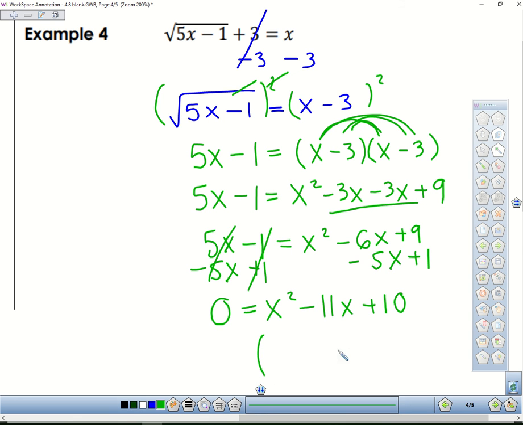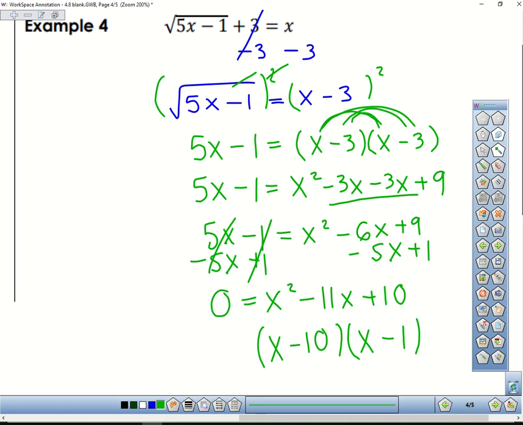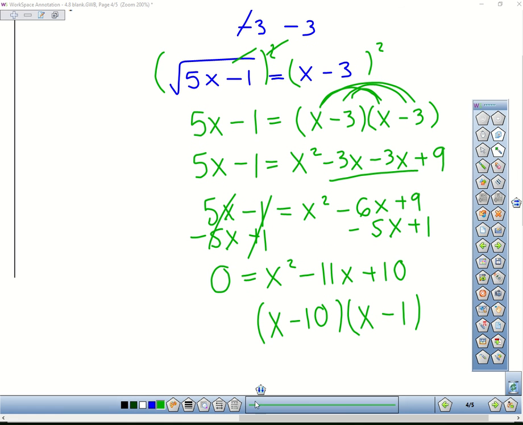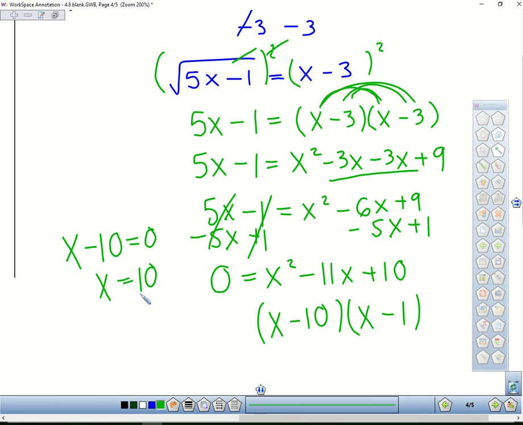And then I'm looking for factors of 10 that add up to negative 11. What do you guys think? Yes, negative 10 and negative 1. So then I'm going to set each. You get it? Okay. So then we're going to set each of these equal to 0. We get x equals 10. And this one would yield us x equals 1 when we set it equal to 0. Everybody good on how I got 10 and 1 as my solutions?